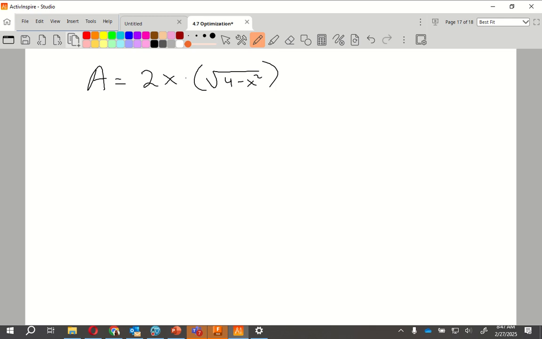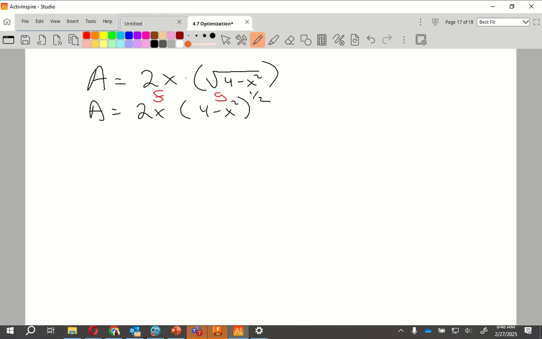Now from there, I'm going to rewrite it before I try to do my derivative because I hate trying to do the radical in the derivative. I like the exponents having the fractional exponent. So area is 2x quantity 4 minus x squared raised to the 1/2 power. And this now turns into a product rule. So my product rule, this is my f and this is my g.